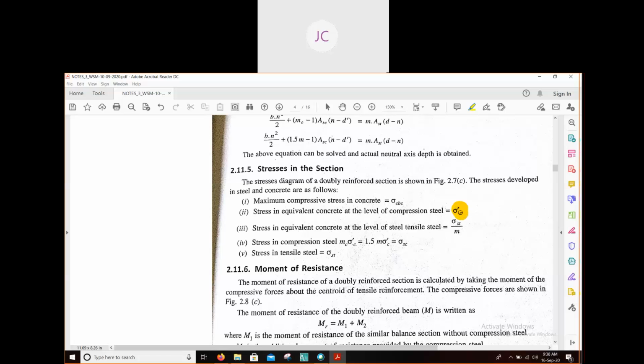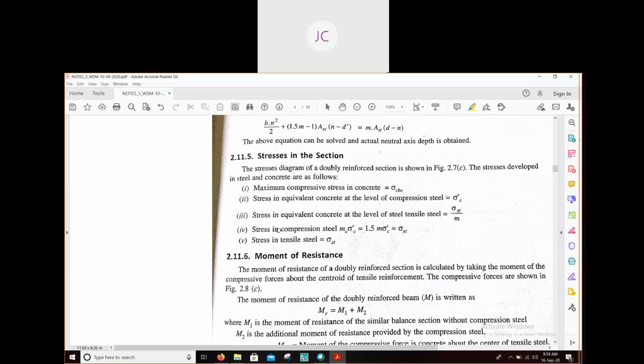Then you can see here the stress in equivalent concrete at the level of compression steel. It will be written by sigma C dash. I have already told you sigma C dash. Next, stress in equivalent concrete at the level of tensile steel. This word is mistakenly printed; it should be at the level of tensile steel only. So it will be sigma ST by M.